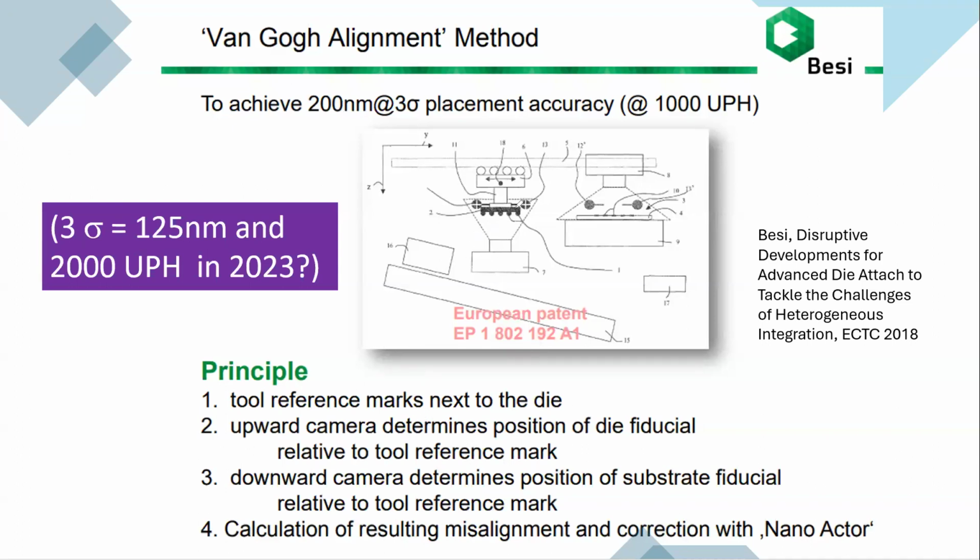The innovation is that with a special alignment method, they could make a camera and the die with a proper reference, and they would self correct and eliminate misalignment with this called nano actor, whatever that is. So they could put the die on top very quickly. Talking about 2,000 units per hour with this machine, right now at 125 nanometer accuracy. That's amazing. Nobody else can do that. Okay.